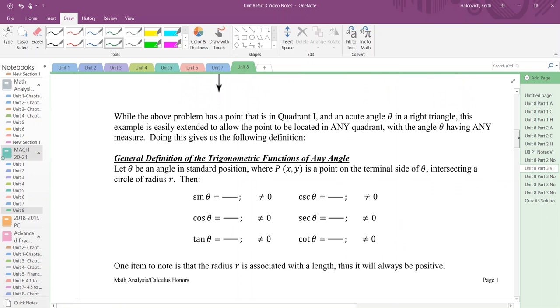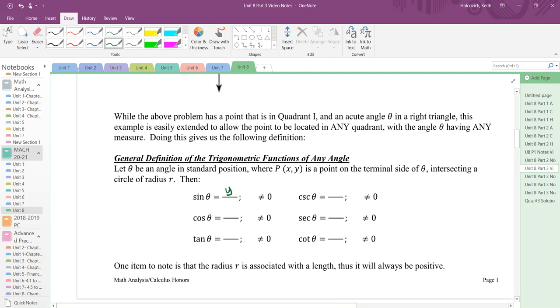Now, while the above problem has a point that is in quadrant 1, an acute angle in a right triangle, this example is easily extended to allow the point to be in any quadrant, and with the angle theta having any measure, because you could make the same reference triangle just in a different quadrant. Doing this gives us the following definition.